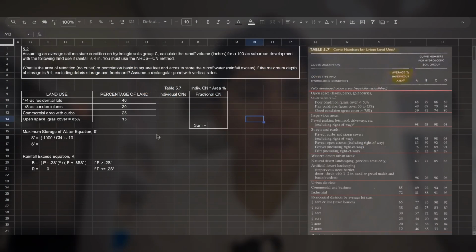Welcome to this new video. In this video, we're going to learn about the curve number. And this video actually is going to be very important because we use the curve number a lot. And by solving these problems, I'm also going to take the opportunity to explain what the curve number actually is.